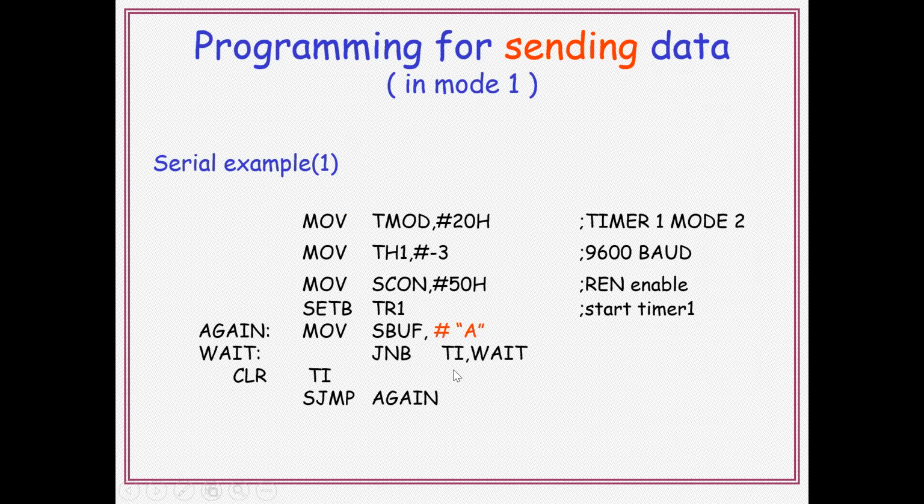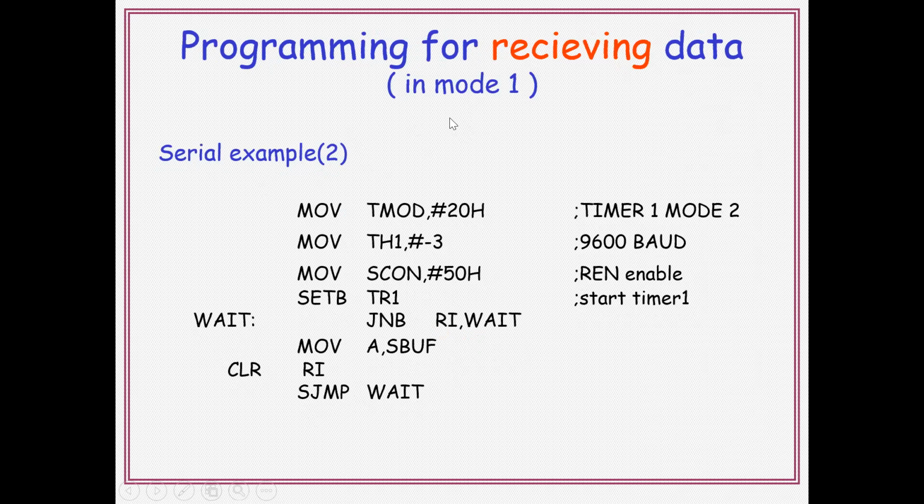And next, whatever the character is, that is loaded into SBUF, and wait for transmission, and clear TI. And for receiving, the same 20H. 20H is nothing but timer 1 mode 2 is loaded, and -3 indicates that the 9600 baud rate is enabled. Here mode 1 is selected, receiver enabled. SETB TR1 indicates start timer, which enables the baud rate.